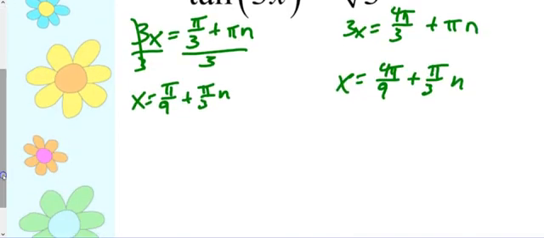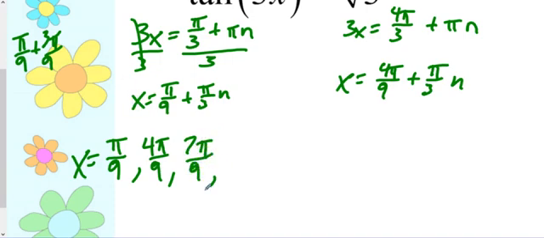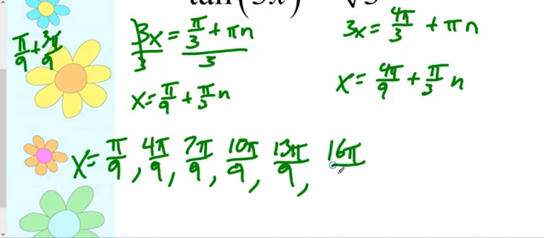Okay, so now we're going to list out all of our solutions here. So we start with pi over 9. Now, pi over 3 is the same as 3 pi over 9. So when we add, we're going to get 4 pi over 9. If we add again, that'll give us 7 pi over 9. If we add again, that'll give us 10 pi over 9. If we add again, that's going to get us 13 pi over 9. If we add again, that'll get us 16 pi over 9. And then 19 pi over 9 would be over 2 pi.